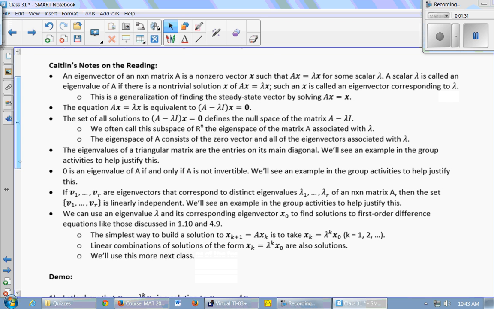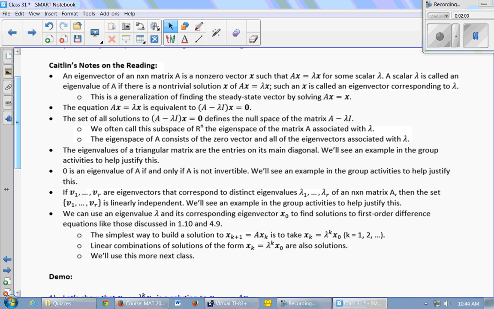Okay, so from the reading, an eigenvector of an n by n matrix A is a non-zero vector, right? So it has to be non-zero. Non-zero vector x such that Ax equals lambda x, for some scalar lambda. And lambda is called an eigenvalue of A if there is a non-trivial solution, a non-zero solution to Ax equals lambda x. And x is called the eigenvector corresponding to lambda.